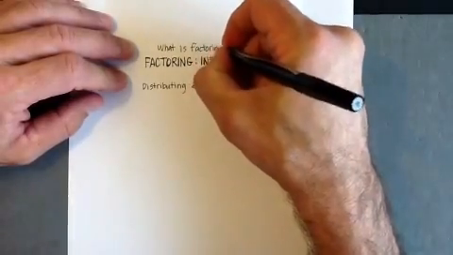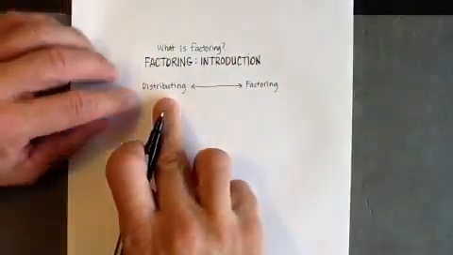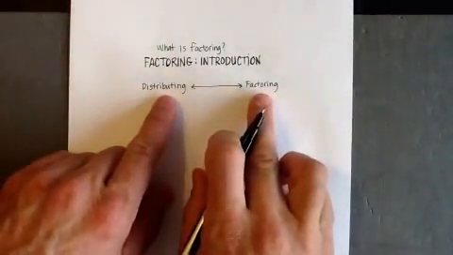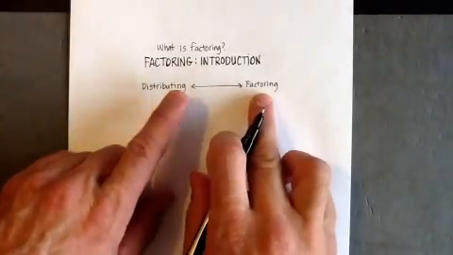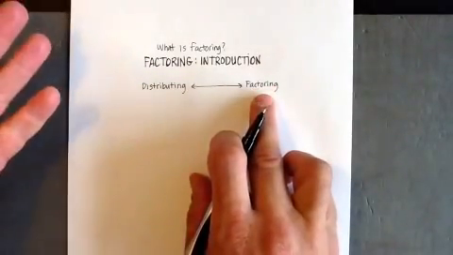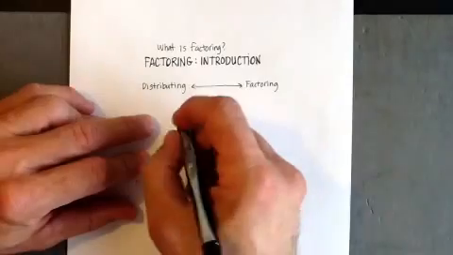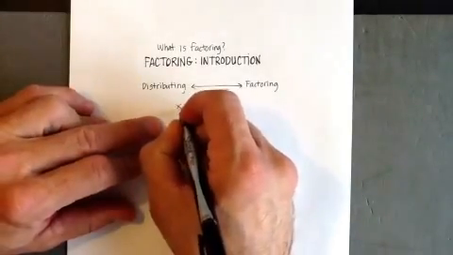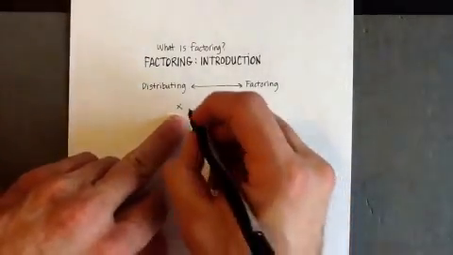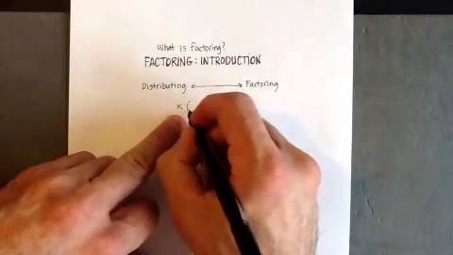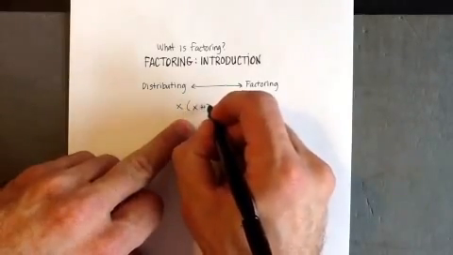If you think of factoring as the opposite of distributing, okay? Just think of factoring as an opposite of distributing. Now, what do I mean by that? Let me give you a quick example. Let's say I'm going to multiply the term x times, let's say, a binomial. And the binomial, let's say, is x plus 2.